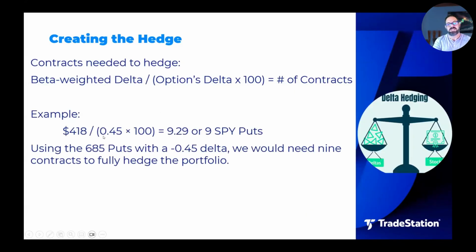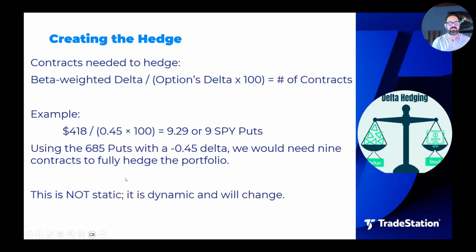In this case, yeah, the 418 divided by 0.45. Again, that was the delta of the option times 100 is 9.25, or we round down to 9. So basically, if you use the 685 puts with a negative 0.45 delta, you would buy 9 puts to fully hedge. And that's why the calculator is so helpful, because trying to do all this math step by step becomes a little onerous, and it's much, much easier if you do it this way.